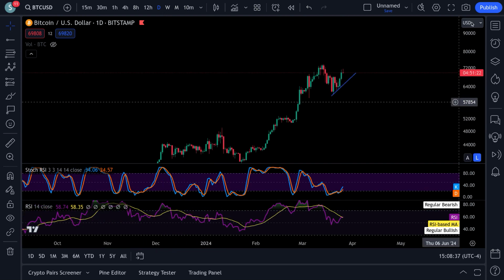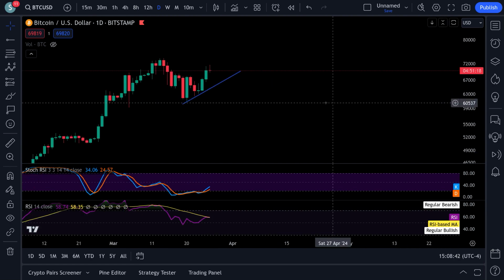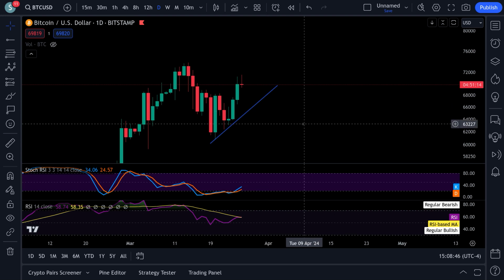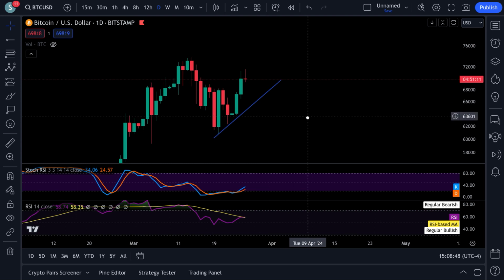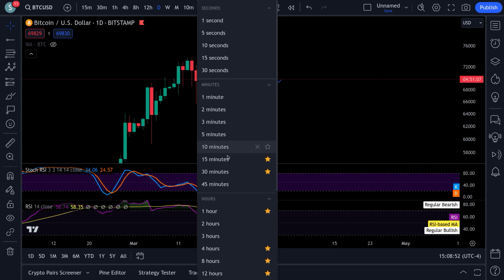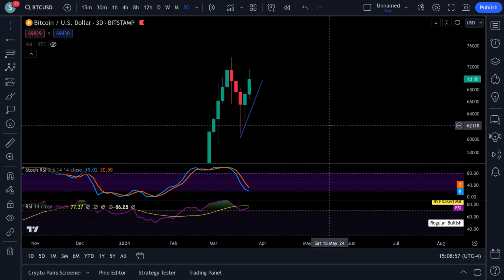Possibly to this trend line here. Right back to the trend line, and then maybe a little bit more of a push up from there before we have this fourth wave pullback, especially with this daily reset. What's the 3-day look like? 3-day, 3 days trying to turn up.